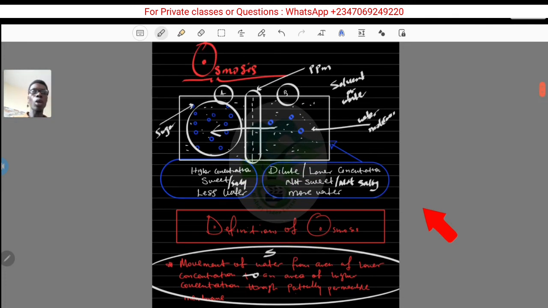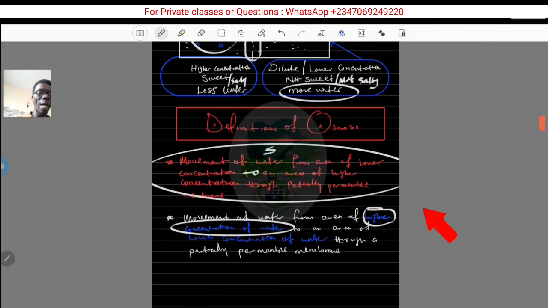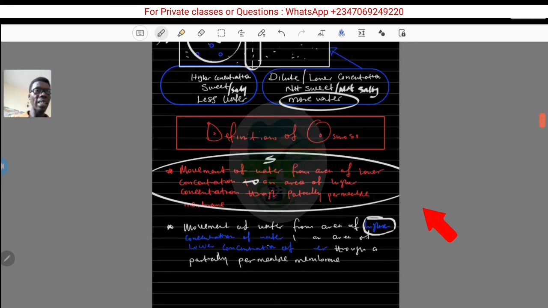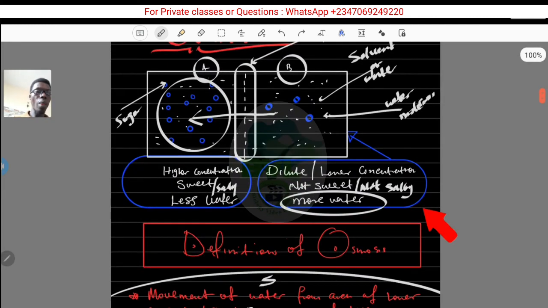Now, where do you have more concentration of water? Here. That's why I say more water. So from area of higher concentration of water to an area of lower concentration of water. So it means that in this instance, let me do it again. In this instance here, this area B has more water molecules to where we have less water molecules. So it moves like this.